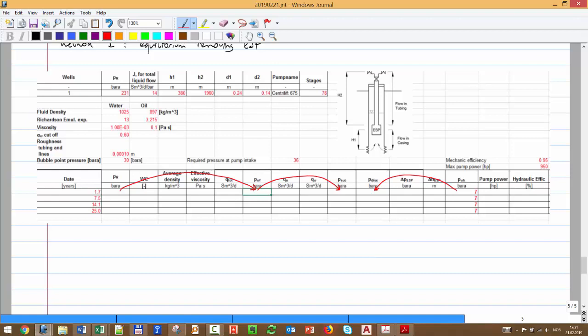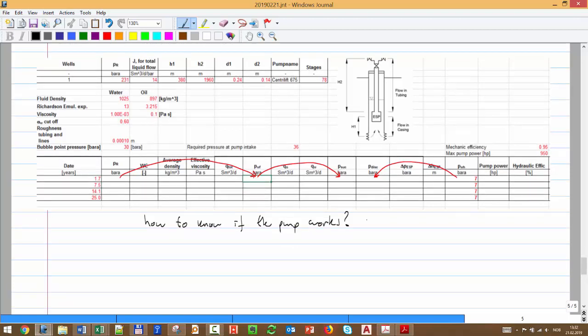What things do we have to verify for pump operation? How to know if the pump works? What things do we have to make sure? That the discharge pressure is larger than the inlet pressure? Yeah, first, P discharge should be greater than P suction. Okay, that's very correct.